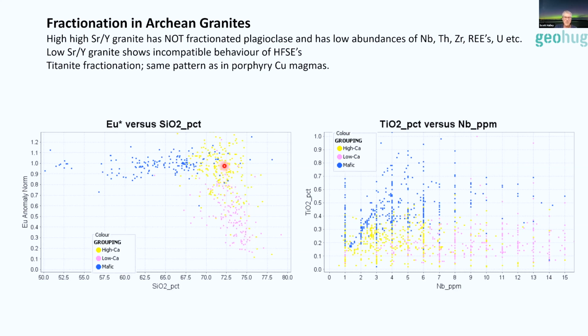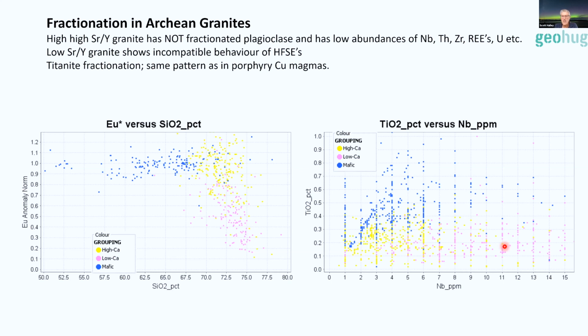So the high calcium series are the things that have the high strontium-yttrium ratio, and they have not fractionated plagioclase. And lo and behold, they have really, really low niobium and low thorium and low light rare earth elements and low uranium. Oh, that's a titanite signature. And the things that have fractionated plagioclase are much more enriched in all those high field strength elements. So now we're seeing the same patterns in porphyry copper magmas and in Archaean granites.